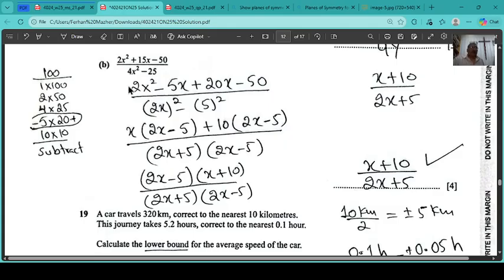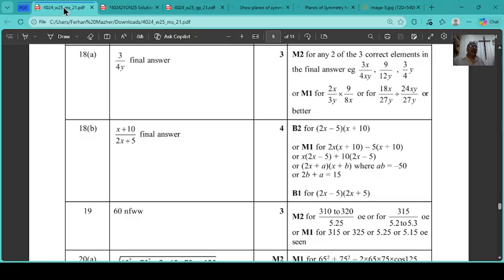Upstairs here I can take x common, so here you will have 2x minus 5. From the last two terms I can take plus 10 common, so in the bracket I will have 2x minus 5. From the top I can take the bracket 2x minus 5 common in both these terms. In my second bracket I will have x plus 10. Downstairs, this and this will be cancelled, so you will have x plus 10 divided by 2x plus 5.